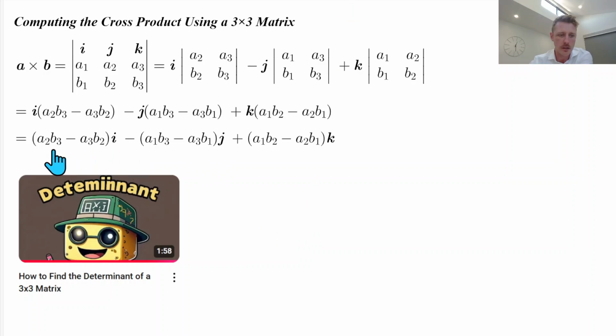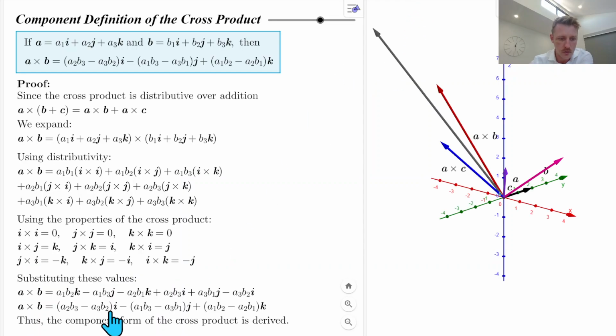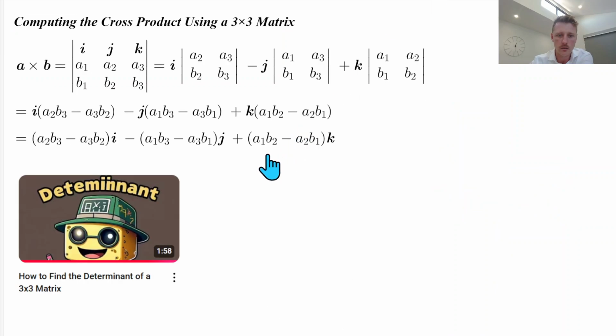Let's just check that that matches from before. A2B3 minus A3B2, A3B1 minus A1B3, A1B2 minus A2B1. I think it looks pretty good. So that is how you do that.